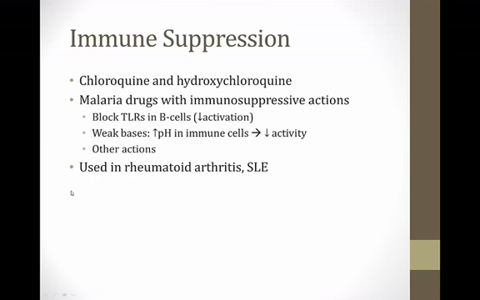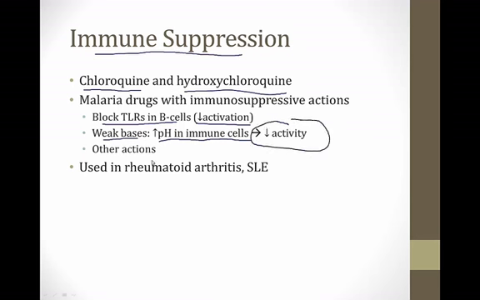If you practice medicine in the United States, it's very unlikely you'll see any of the malaria drugs used to treat malaria. That's because malaria is very uncommon. Where you will sometimes see them used is in autoimmune disease to suppress the immune system. And that's because both chloroquine and hydroxychloroquine have immunosuppressive actions. Their mechanism of action to suppress the immune system is not clearly understood, but they have been shown to block toll-like receptors in B cells, which leads to decreased activation. In addition, they are weak bases, and they raise the pH in immune system cells, and it's believed that this makes them less active. There are also many other actions that have been described for these drugs.